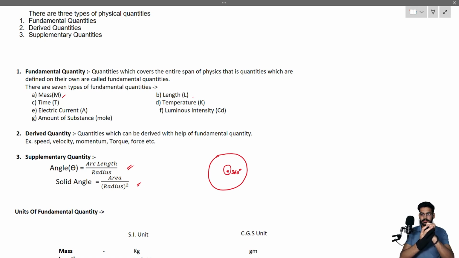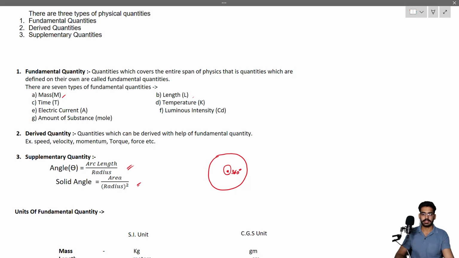Okay. I hope you understand. That is a solid angle. Understood? Because that angle is in 3D, not in 2D, it is called a solid angle. And what is the formula of solid angle? Area divided by radius square.